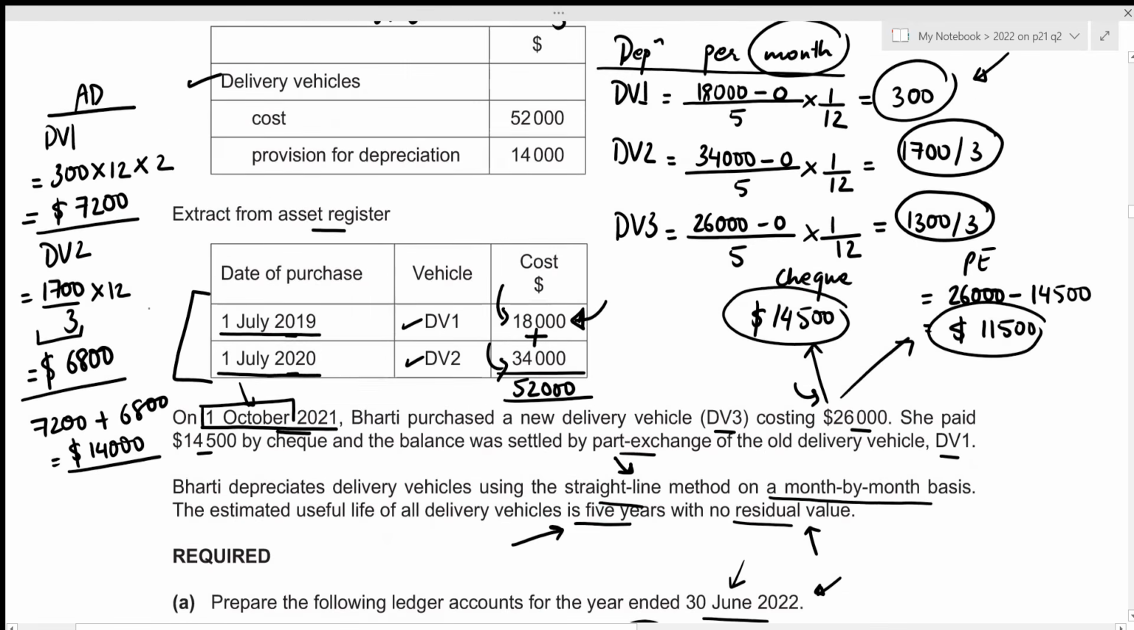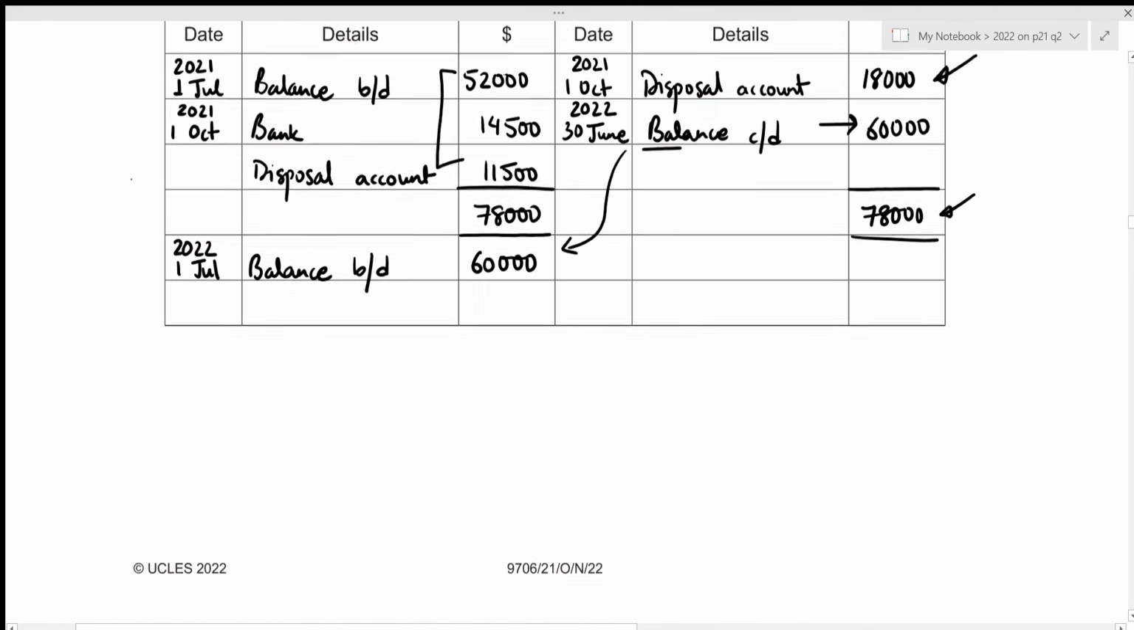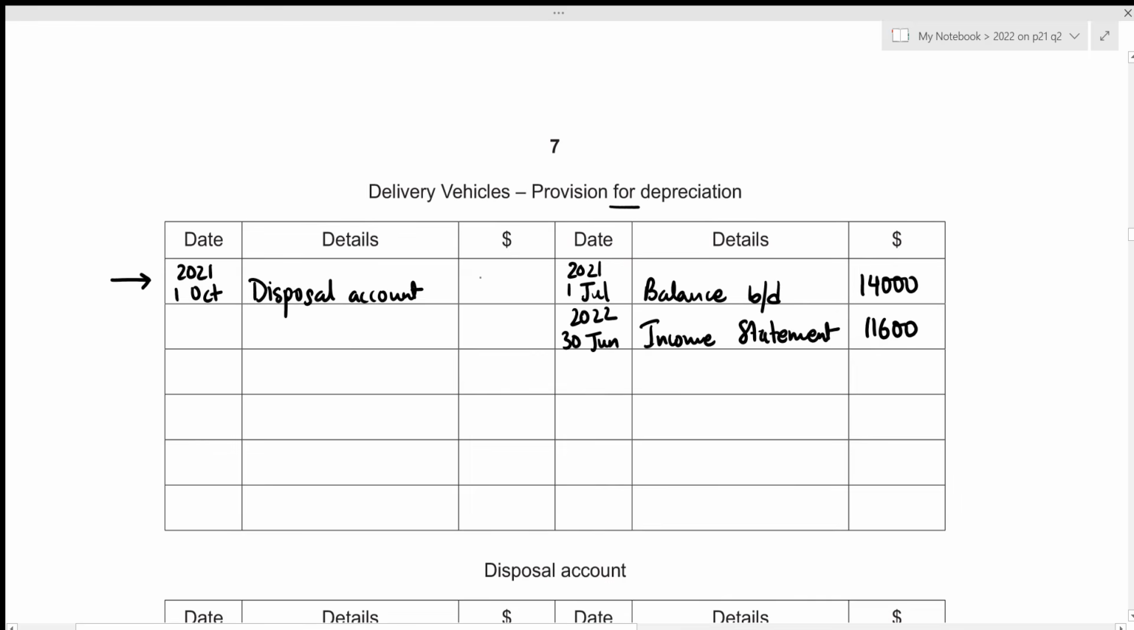So let's figure it out. We've already figured out that the accumulated depreciation at the date of 1st July 2021 is 7,200 for delivery vehicle 1, and the depreciation charge for the year ended 30 June 2022 is 900. So the accumulated depreciation at the date of 1st October 2021 is just going to be the sum of these two amounts. That's 7,200 plus 900, which results in the value of 8,100. Let's record this amount in our ledger. So that's 8,100.